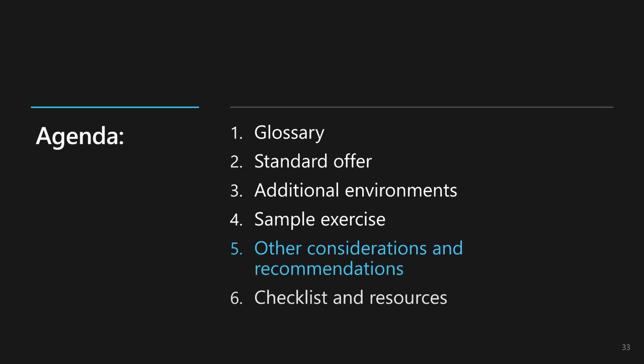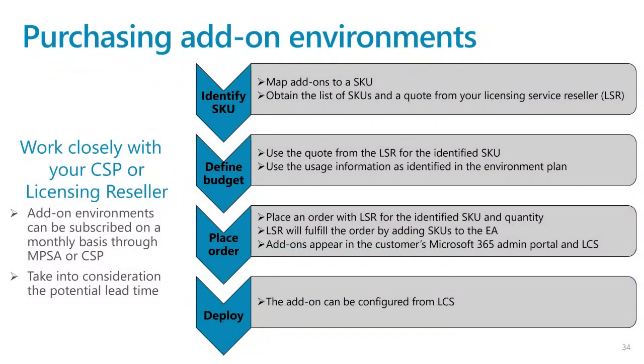for purchasing add-on environments. It's easy oftentimes for organizations to underestimate the amount of time it takes and the steps in the process. So we're going to review that here. The first thing you're going to need to do when you need to purchase an add-on is identify the SKU. You can get a list of the SKUs and a quote from either your licensing reseller or your CSP. If you're on an enterprise agreement or an EA, you would use your LSR. Otherwise, you would use your CSP.